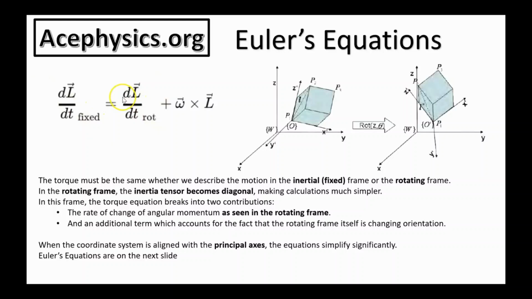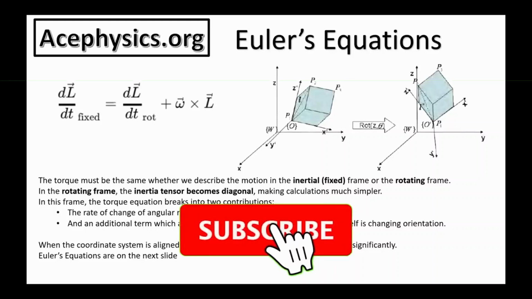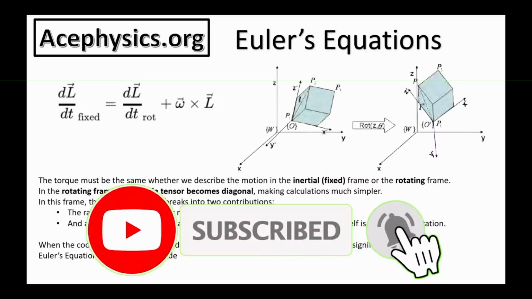First, you measure the angular momentum changing within the frame. But second, because the rotating frame itself changes directions, we need a correction term. This is omega cross L. It accounts for the frame's rotation. In the rotating frame, the inertia tensor becomes diagonal. This makes the math much simpler, which is why we like to use this frame.